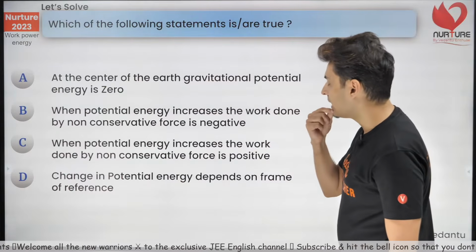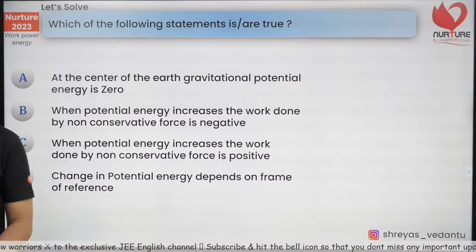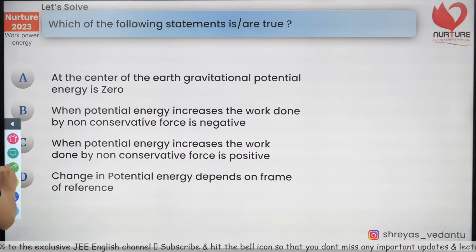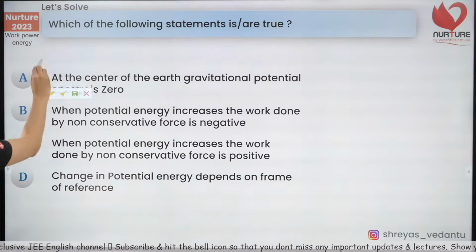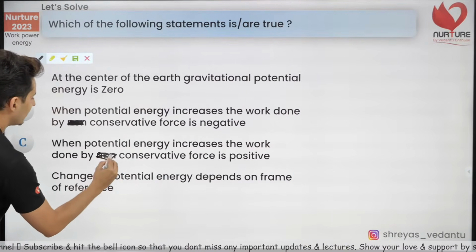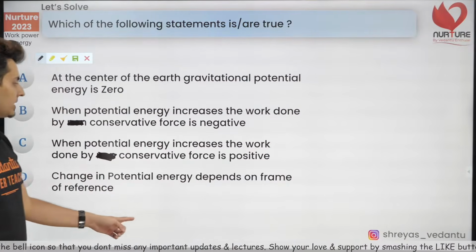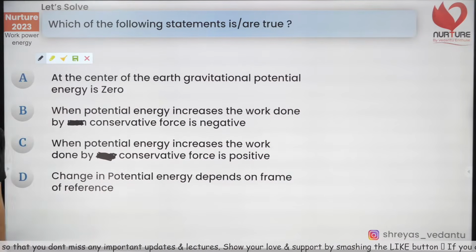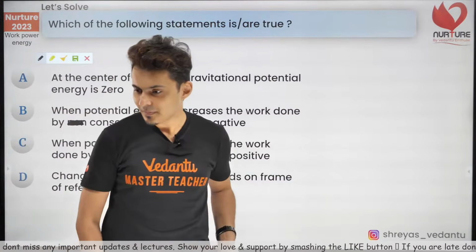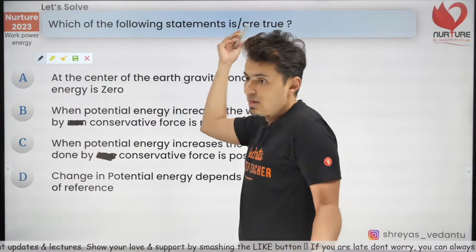I think this was not supposed to be non-conservative, guys. This was supposed to be just conservative. My bad. Ignore this word. I will change it in the final PDF. Okay, change in the potential energy depends on the frame of reference. Come on, my warriors. Yes, more than one can be true. That's why it says 'are'.